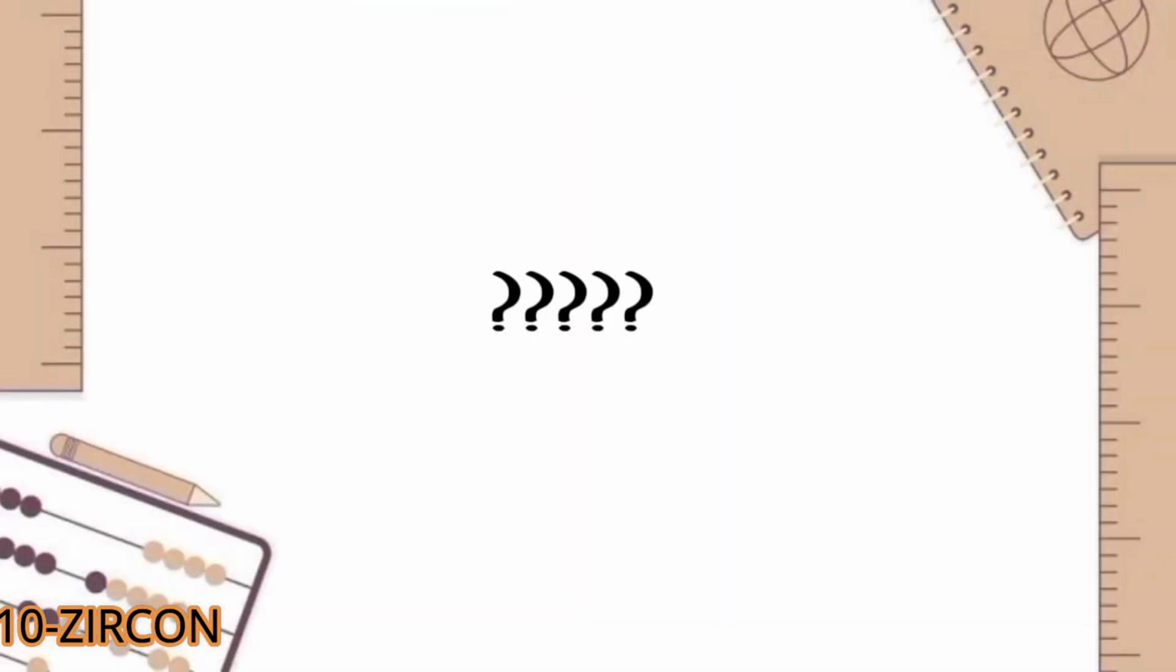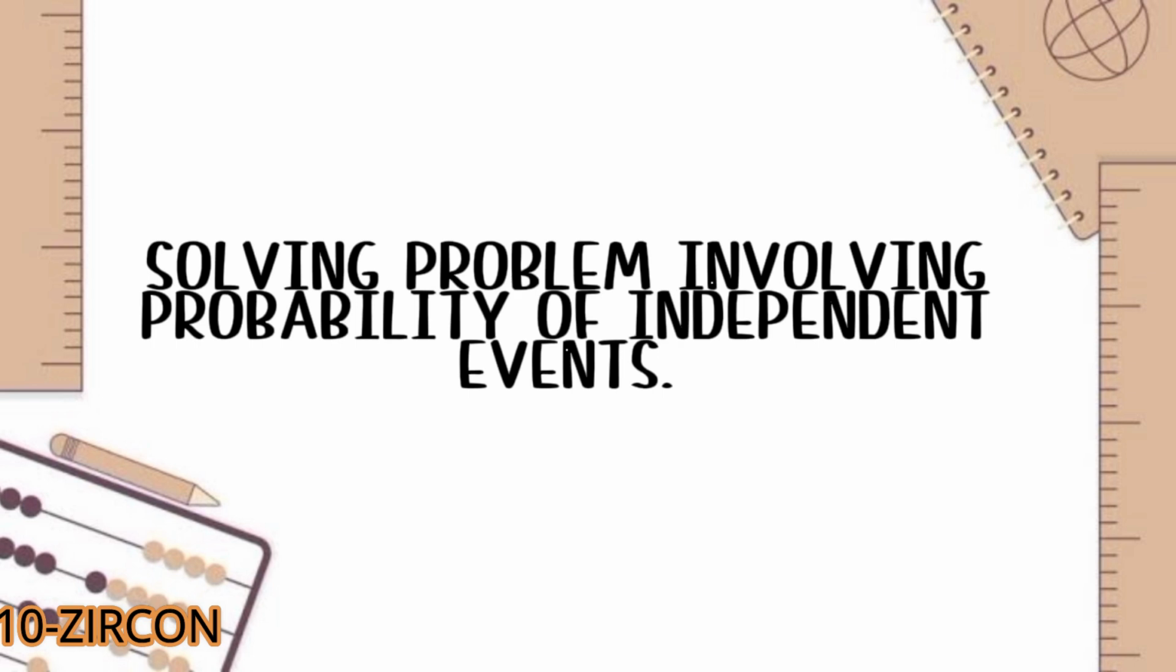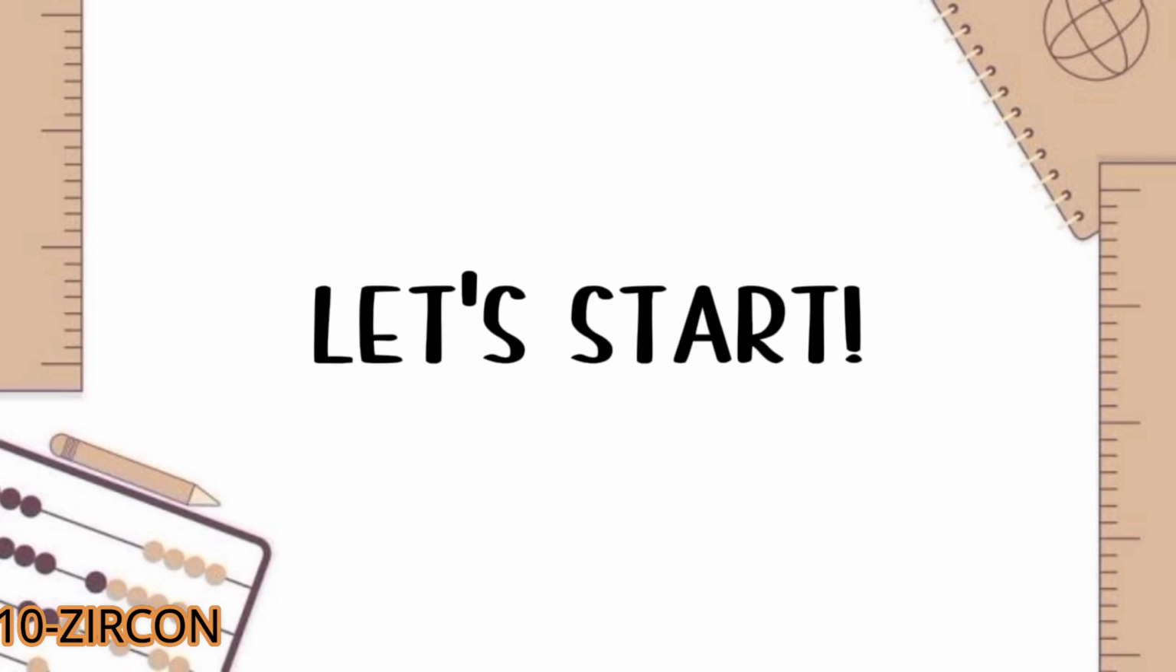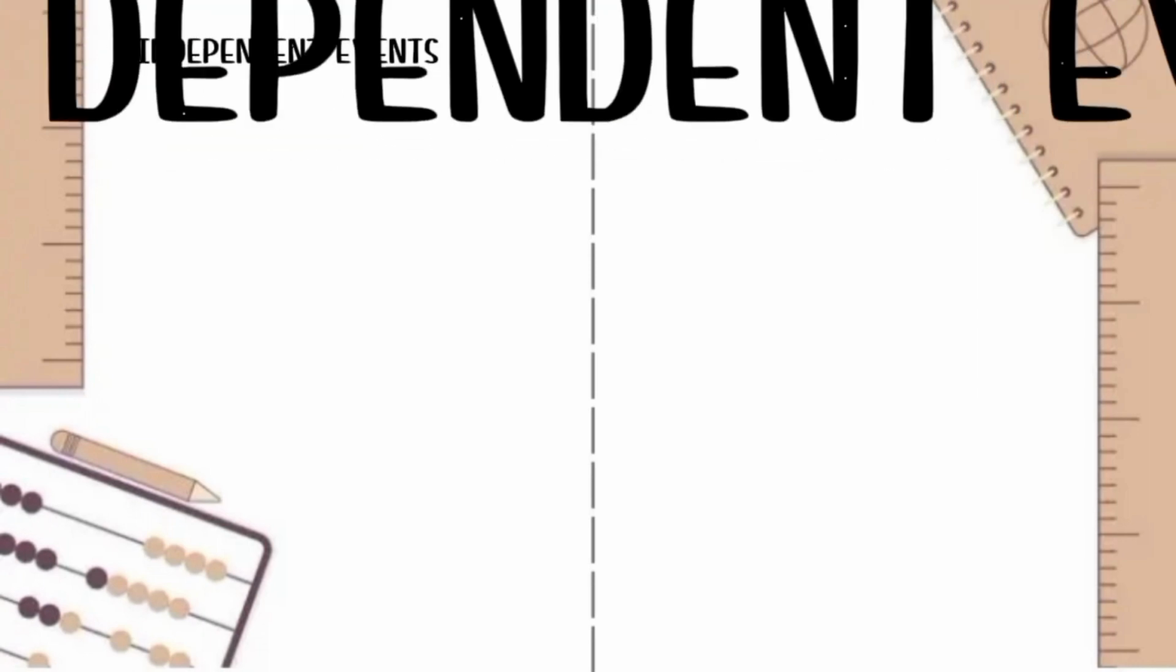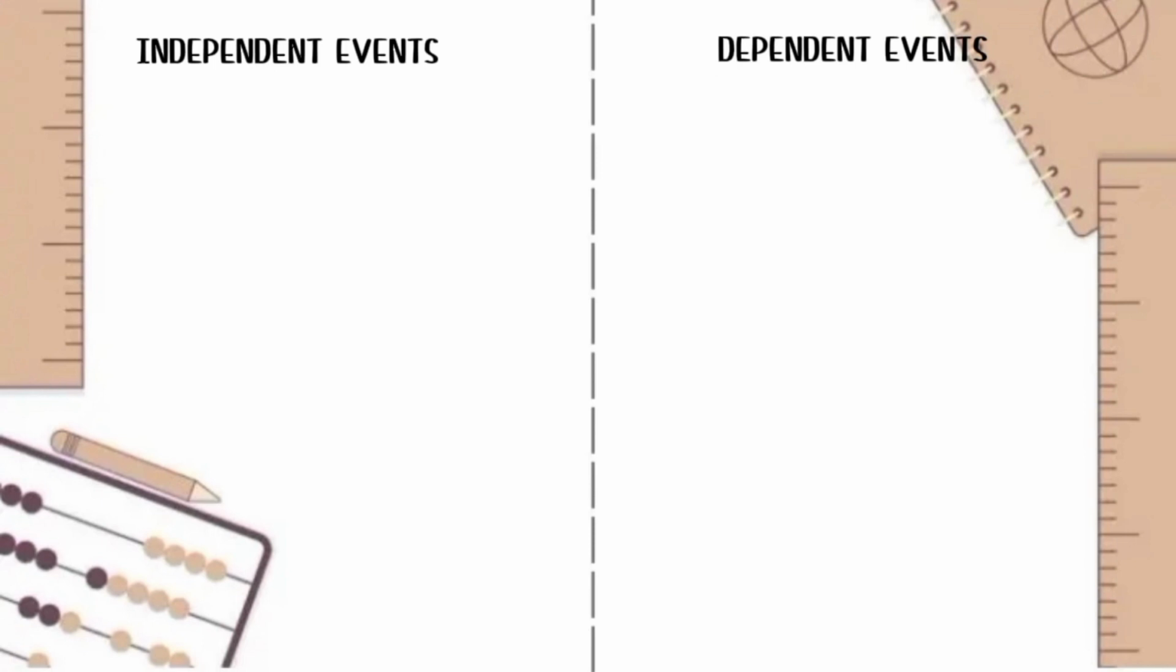What lesson are we going to learn for today? The lesson we will study for today is solving problems involving probability of independent events. In this lesson, we were talking about independent and dependent events. Both of these use the conjunction "and" instead of "or." Thus, the operation that we're going to apply is multiplication.